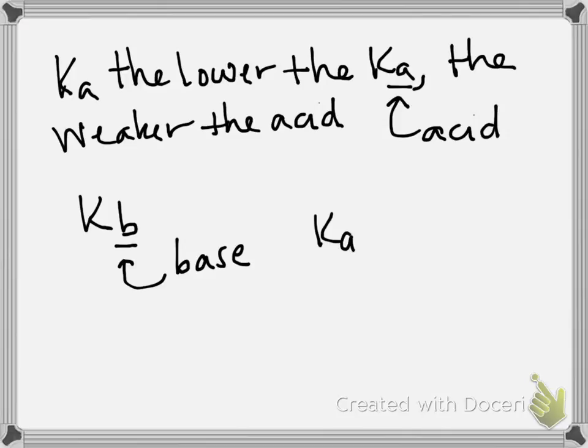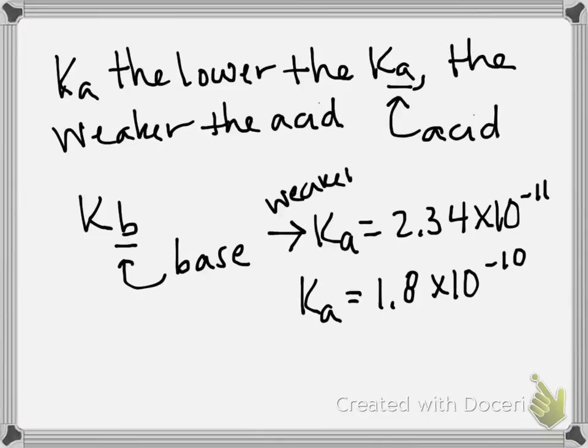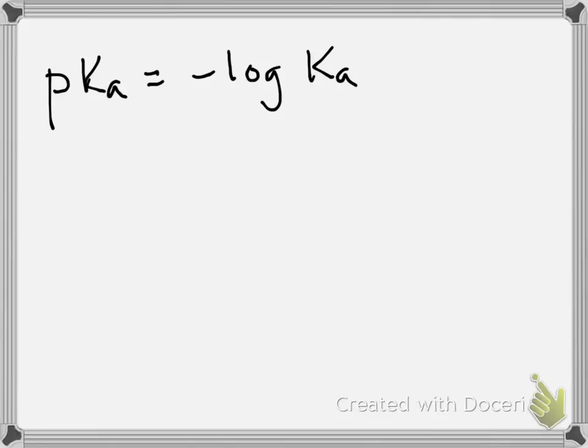So the Ka of an acid is 2.34 times 10 to the negative 11th. The Ka of another acid is 1.8 times 10 to the negative 10th. This is the weaker acid, higher pH. pKa is just negative log of Ka, just another way to look at Ka.